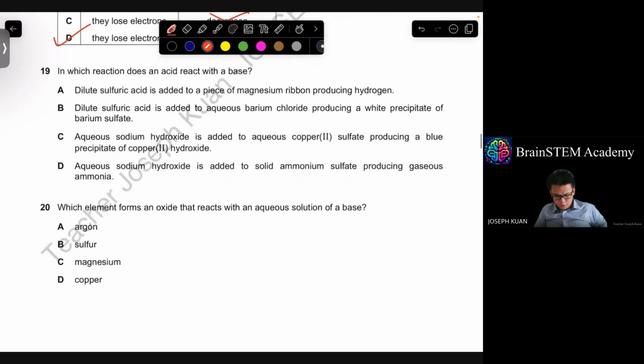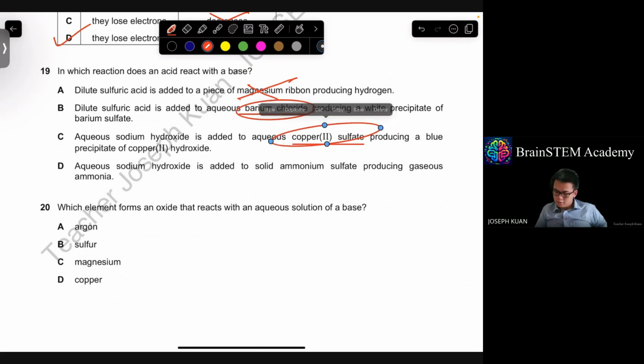Moving on, in which reaction does an acid react with base? So a metal is not a base. This is a precipitation reaction. These are salts, by the way. These are salts. These are not bases. These are salts. These are not bases. So the answer is D.